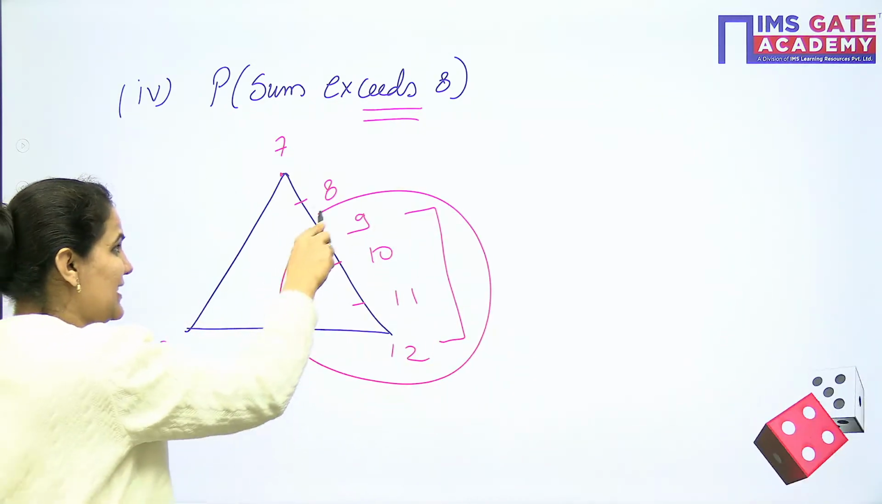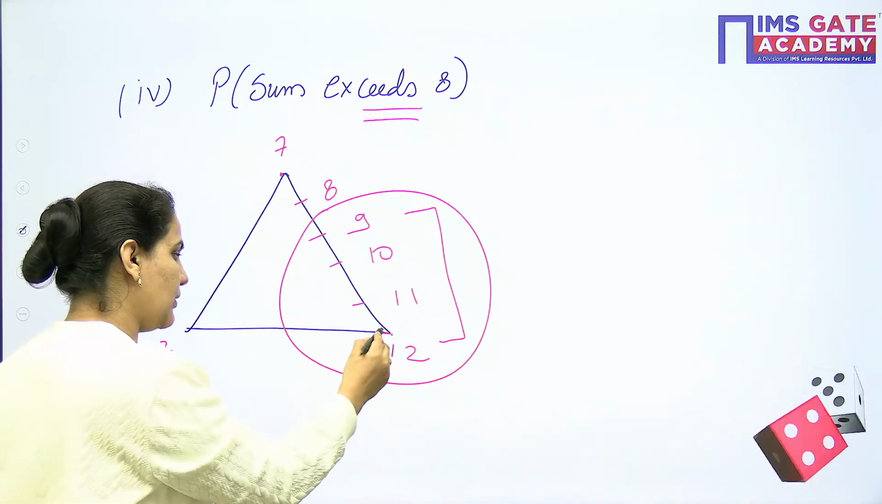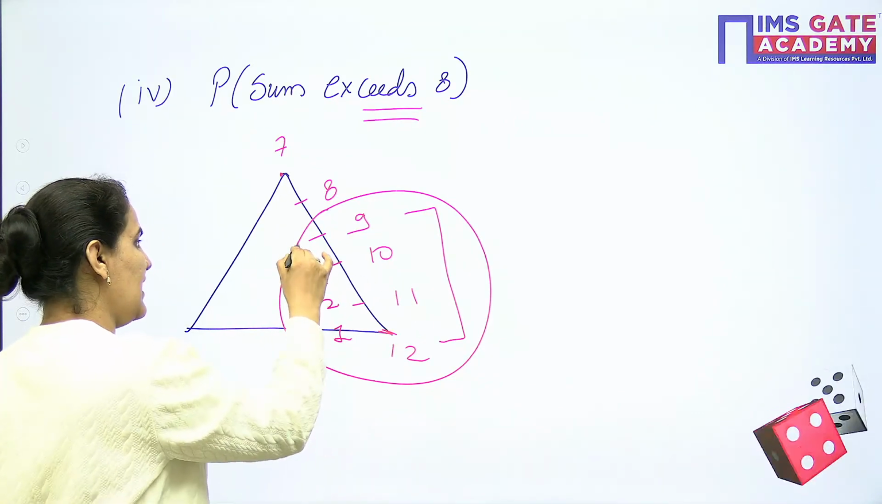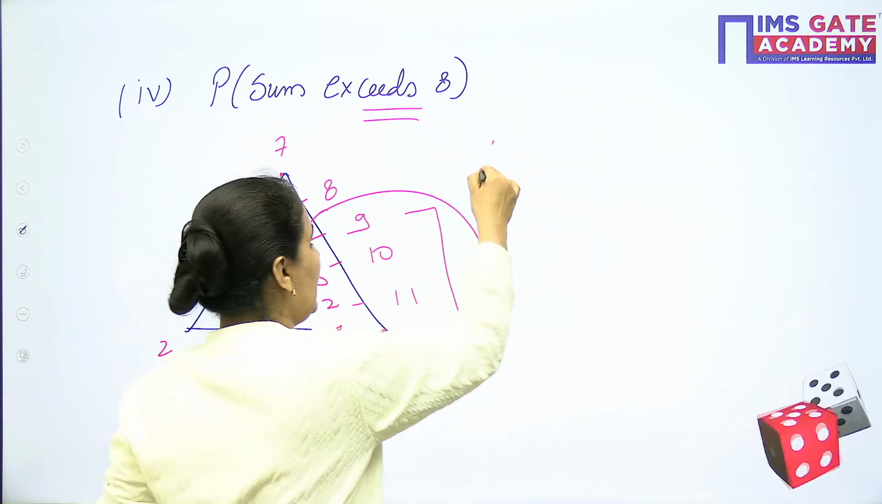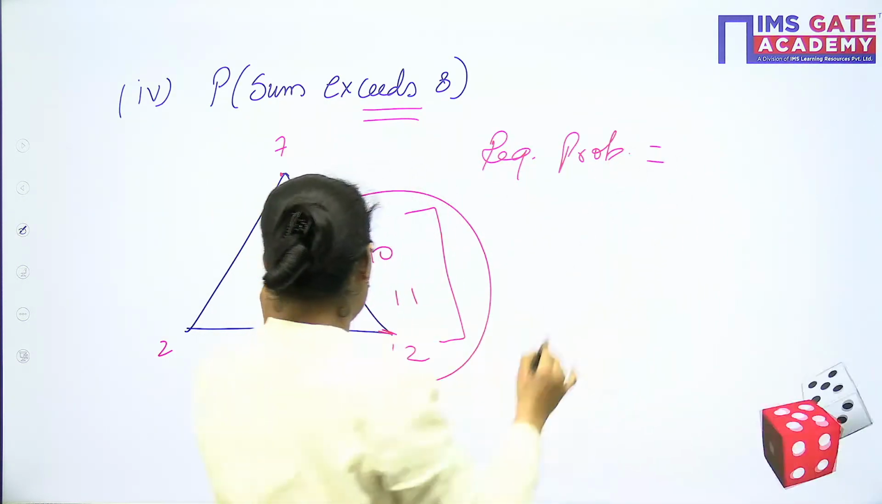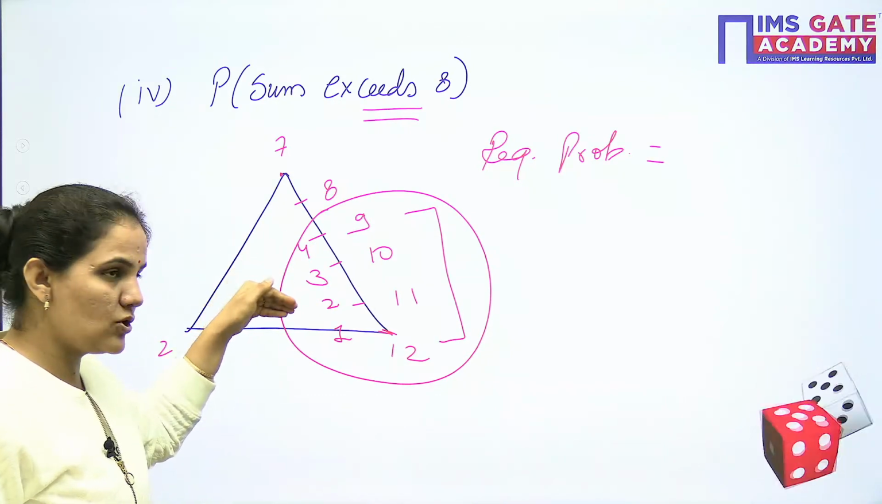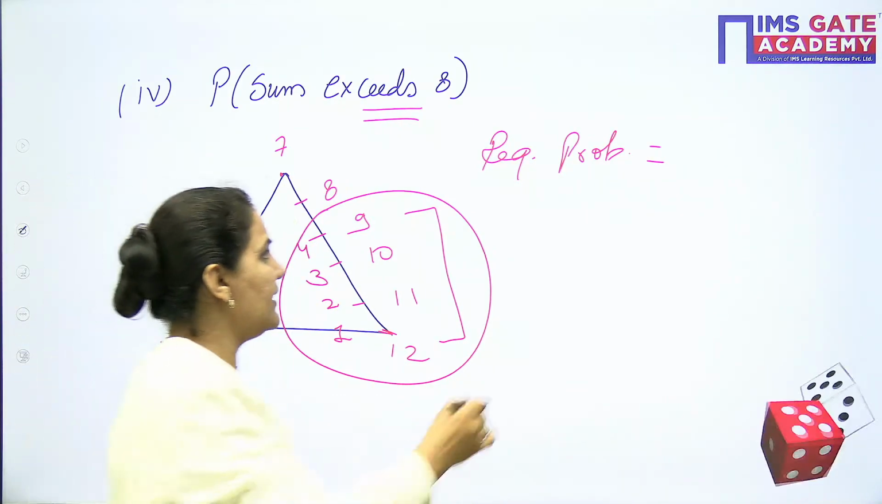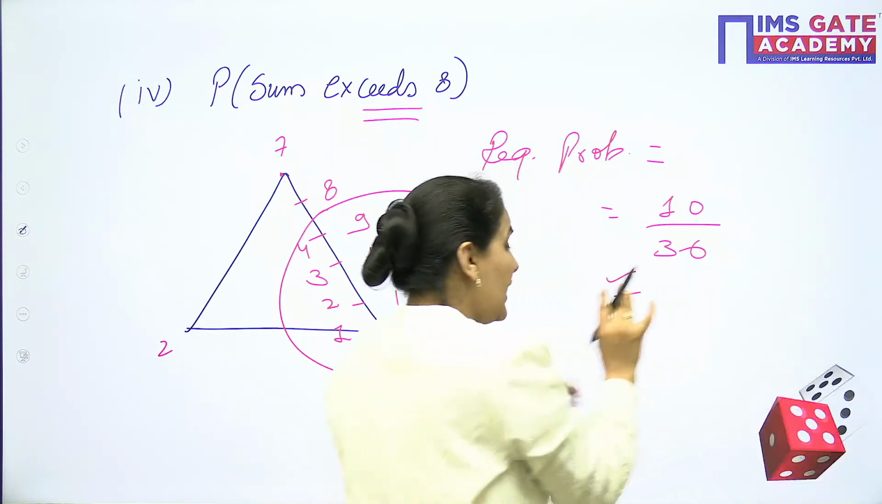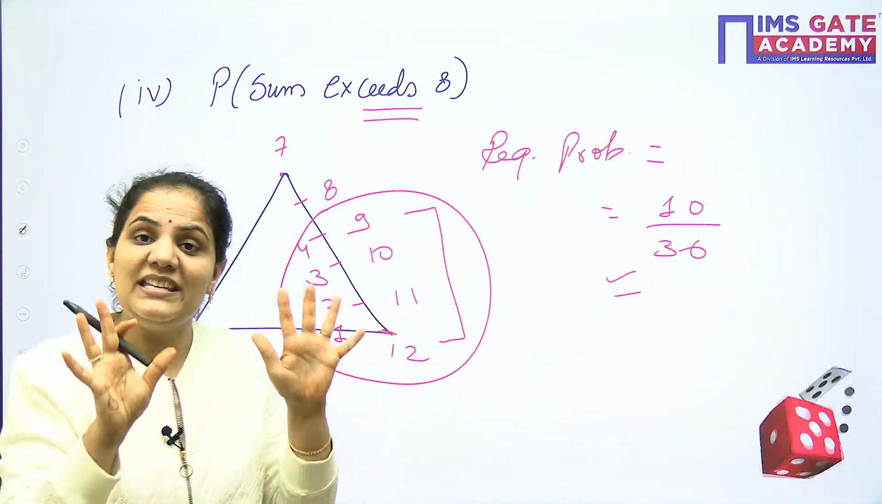These things I want. So the favorable outcome for 12 is 1, for 11 it is 2, then 3 and then 4. What I need to write down, the required probability will be, the sum is 4 plus 3 plus 2 plus 1, that is 7 plus 3, 10. So I can easily approach, it is 10 by 36. There is no need to write down any case.